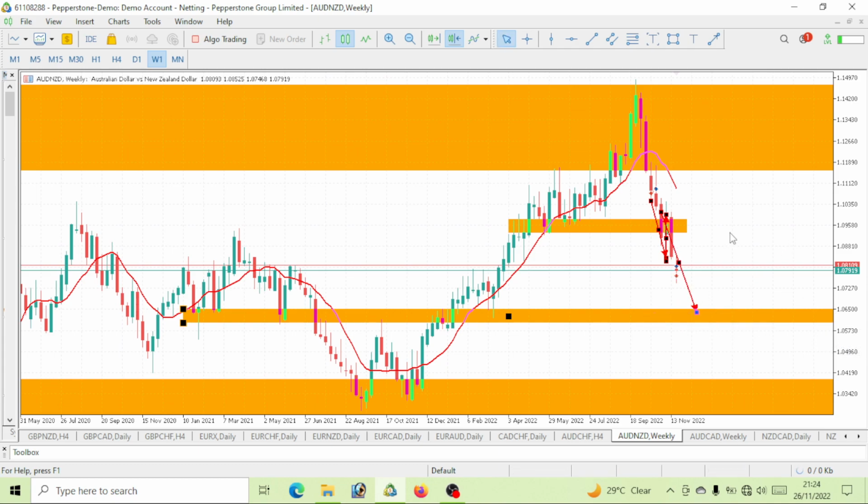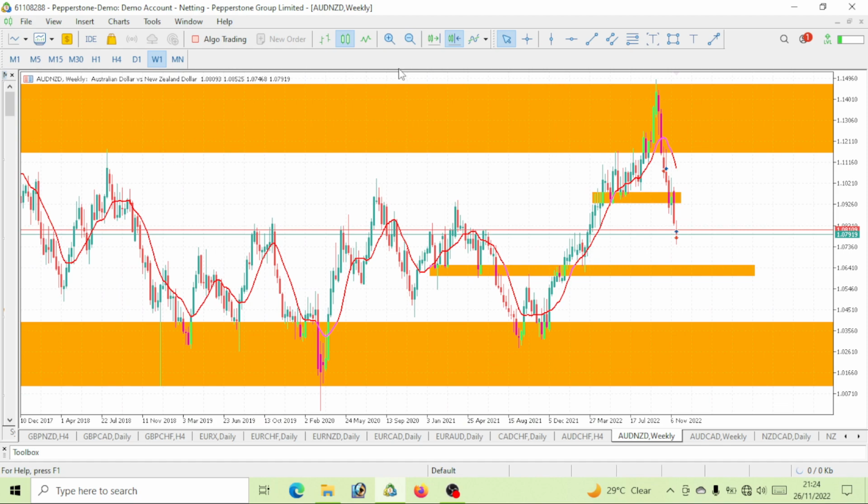Once price can drop here, then we should expect a pullback on AUD New Zealand dollar. So this price should come to this level of 1.065. A pullback should occur, then a continuous bearish move. So, weekly time frame bearish, price below the 10 period moving average. So we are still on a bearish move.